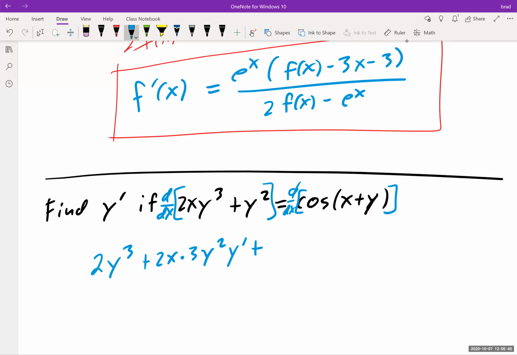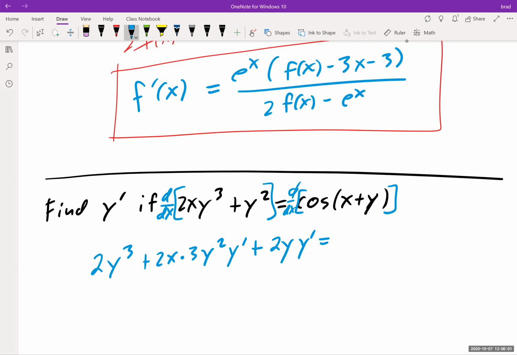Plus, now what's the derivative of y squared normally? Well, this would be 2y. So that would normally be it, but the problem is this is with respect to x. Remember, I'm doing d/dx. So technically, I would be left with dy/dx. But we know that dy/dx is really y prime. Once again, just for notation to have it all the same.